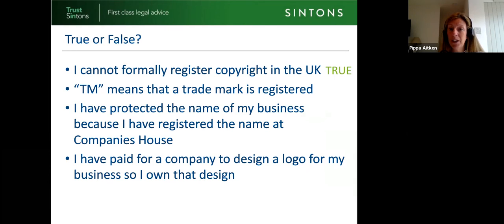TM means that trademark is registered. Well, no, it doesn't. The R in the circle means that a trademark is registered. TM, some people say, means totally meaningless. It doesn't actually mean too much other than you are using the trademark. I have protected the name of my business because I've registered the name at Companies House. And I sometimes get this, and people say, well, we've registered a limited company, so we've got the name, but you still have to go one step further and actually try and obtain a trademark, or at least do your trademark clearance searches to check no one else is using that.